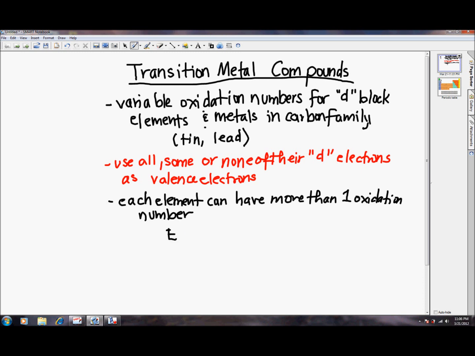So for example, copper is either +1 or +2. Sometimes it gives away one valence electron, and sometimes it gives away 2 electrons as valence electrons. Iron, Fe, is +2 or +3, which means that sometimes iron gives away 2 electrons and sometimes iron gives away 3 electrons.